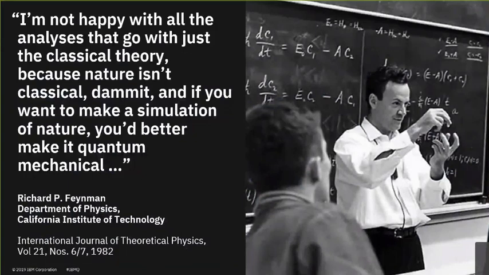Okay, so in about the early 1980s, Feynman is quoted as saying, "I'm not happy with all the analyses that go with just the classical theory, because nature isn't classical, damn it, and if you want to make a simulation of nature, you'd better make it quantum mechanical." Okay. So there are many problems that we try to solve in nature that have a quantum mechanical basis, and it turns out that they are just intractable for classical computing. Next slide, Brian. We'll see an example of that.